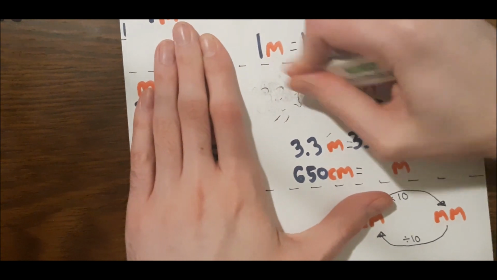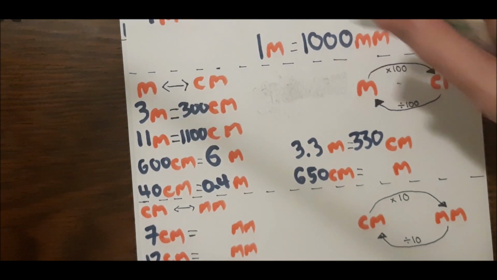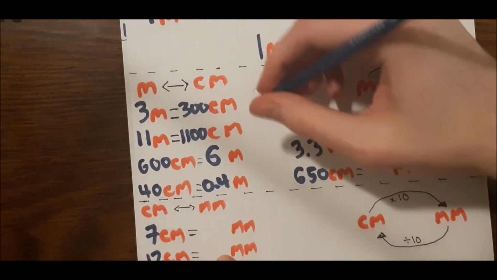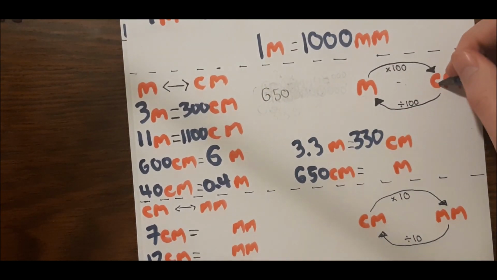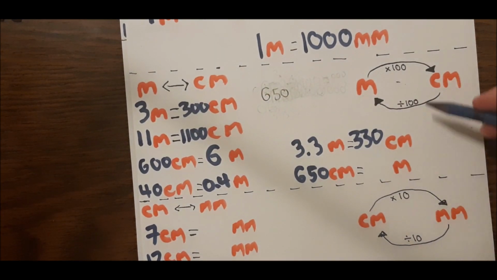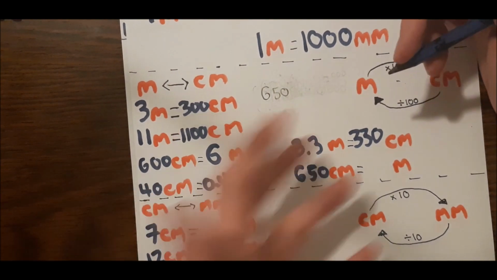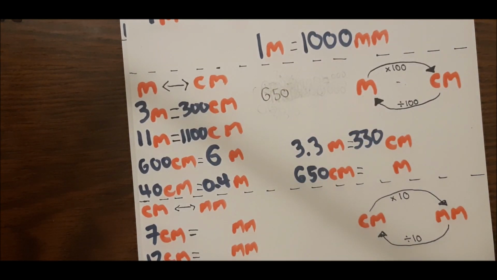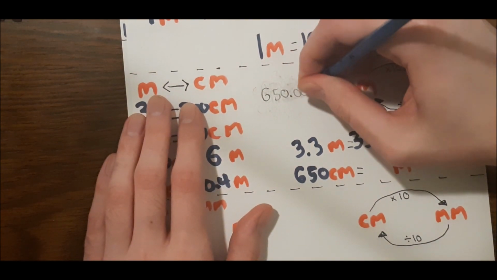Hallelujah. Okay, let's finish this off. 650 centimeters. I'm going to go from centimeters to meters. What do we do? We're dividing by 100. What does that mean in terms of the decimal trick? Again, you could try to do this in your head. If you can do 650 divided by 100, congratulations, you're a genius. If you can't, let's get those zeros in there.